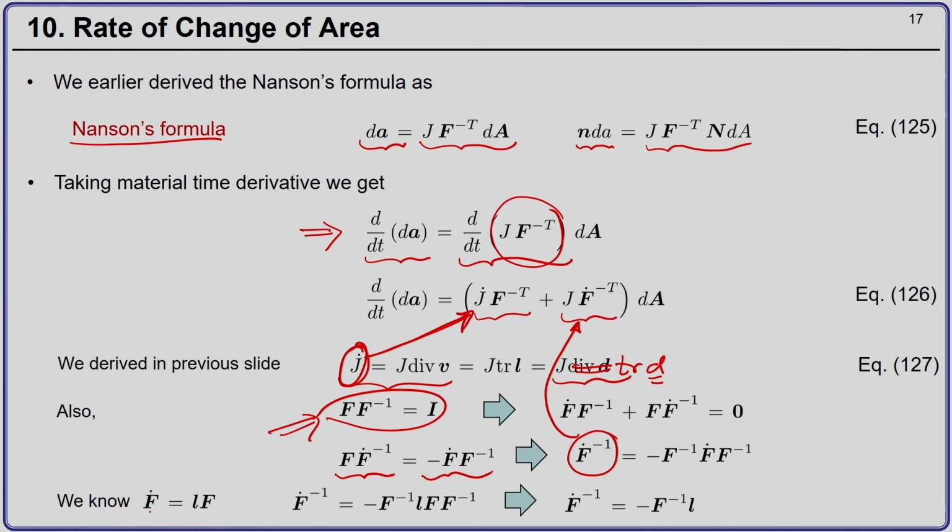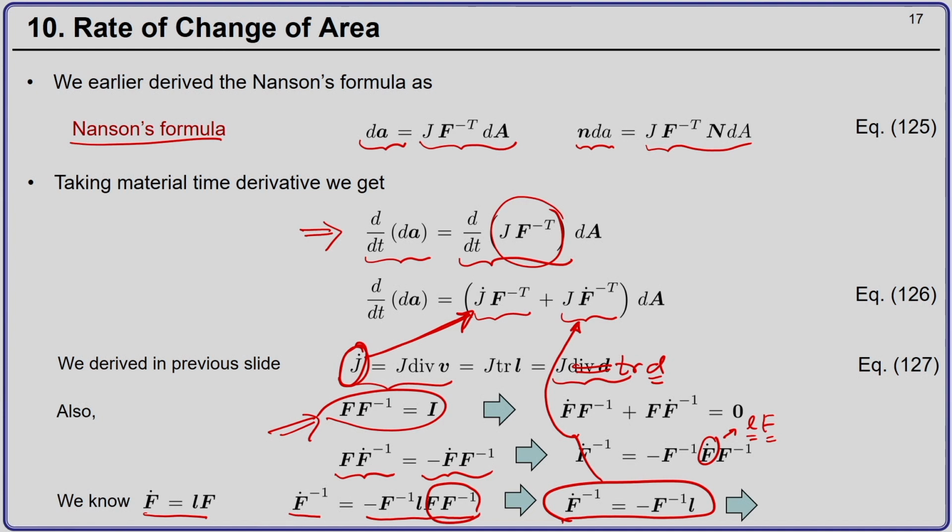So, we know that F dot is LF. So, F dot inverse, okay. So, this F dot is nothing but LF. So, I can have F dot inverse is minus of F inverse L F F inverse. Now, F F inverse is nothing but identity, therefore, F dot inverse is nothing but minus of F inverse L. Okay. So, I can substitute this expression over here.